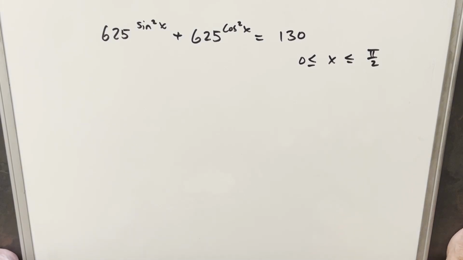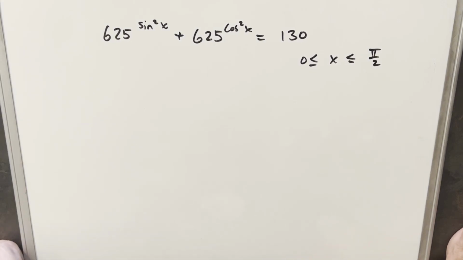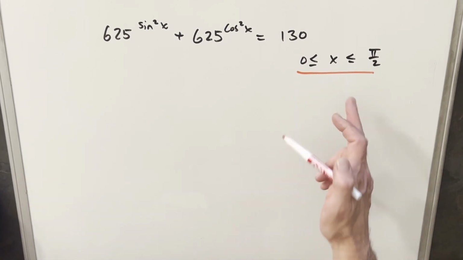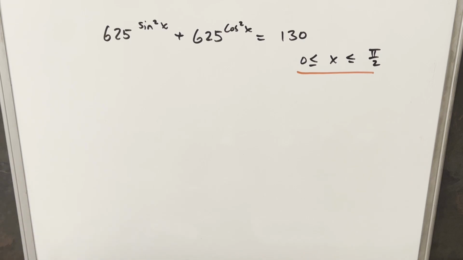Hey, thought I'd try to do another algebra problem today. We have this equation on the board: 625 to the sine squared x plus 625 to the cosine squared x equals 130. We're going to want to solve for x, but we're given a range for x over here on the right for our solution.